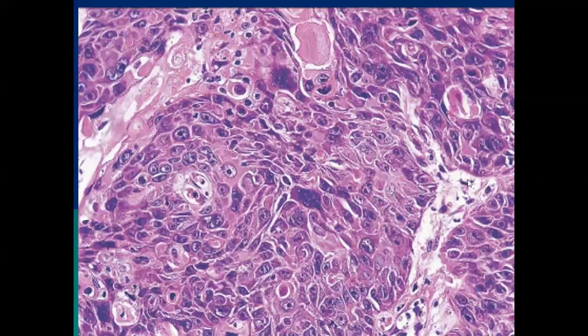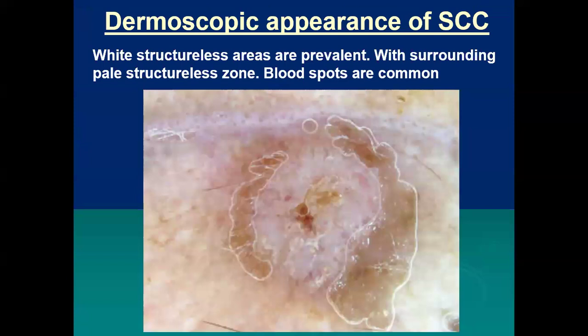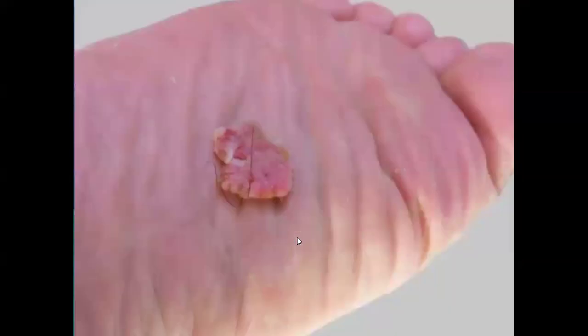This is another picture of poorly differentiated SCC. You can see, as I showed you in Bowen's disease, the keratinocytes are very atypical, but even the most atypical keratinocytes are demonstrating the desmosomal connections with the surrounding keratinocytes. The dermoscopic pattern of SCC is rather structureless white areas with surrounding pale areas. So there is no arborizing blood vessel, but rather blood spots are seen. So the typical structureless area is that of squamous cell carcinoma.